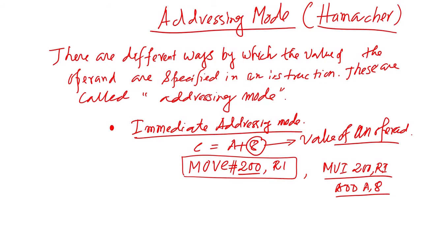Now, another one can be register mode. Register mode is where one of the operands is stored in a register. We have talked about immediate; then another is called direct addressing mode.